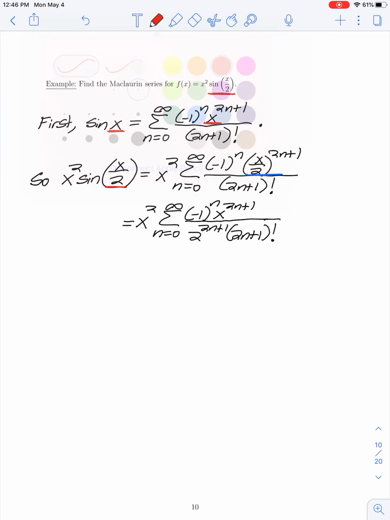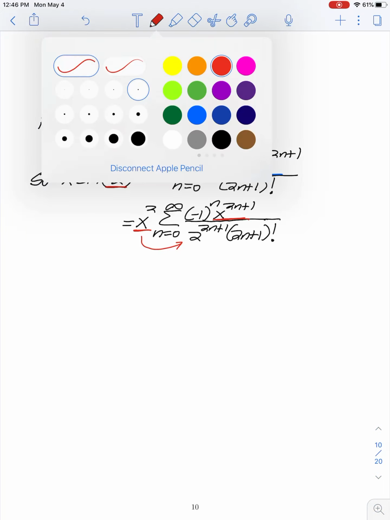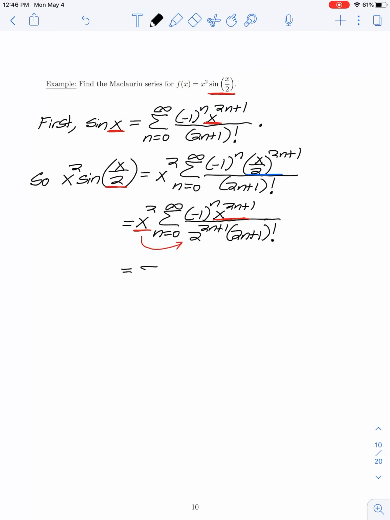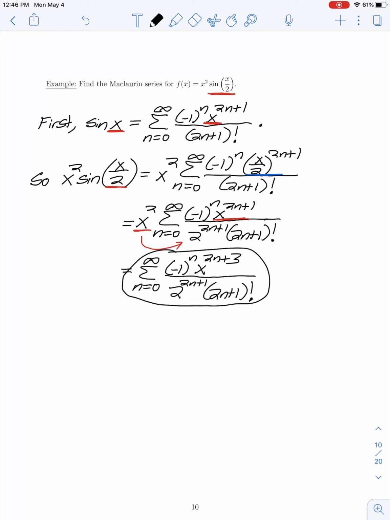Now in my last step, to simplify a bit further, this factor of x squared that we had out in front of our series, if I distribute it through the sum and group it with my x to the 2n plus 1 power, then I have the sum from 0 to infinity of negative 1 to the nth times x to the 2n plus 3 power all over 2 to the 2n plus 1 times 2n plus 1 factorial. So this would be the Maclaurin series for the given function.